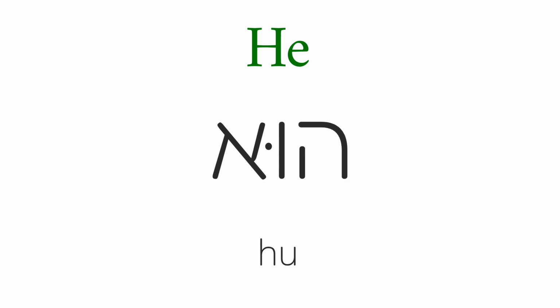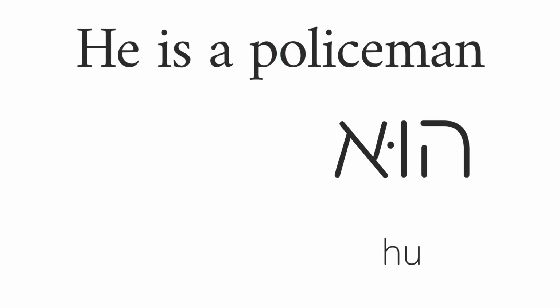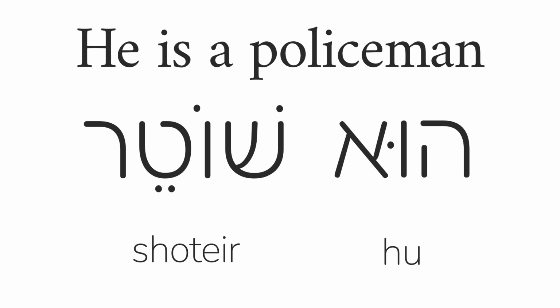Now he and she. He in Hebrew is hu. Think about how to say he is a policeman. Remember, policeman is shoter.